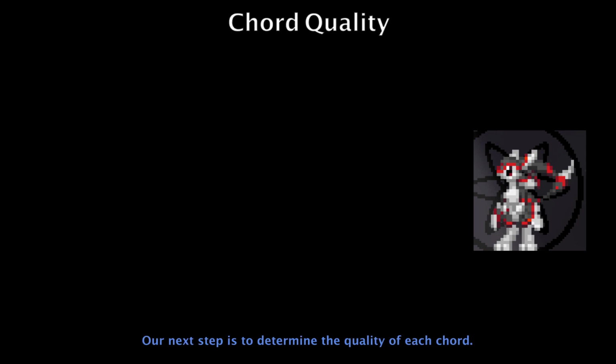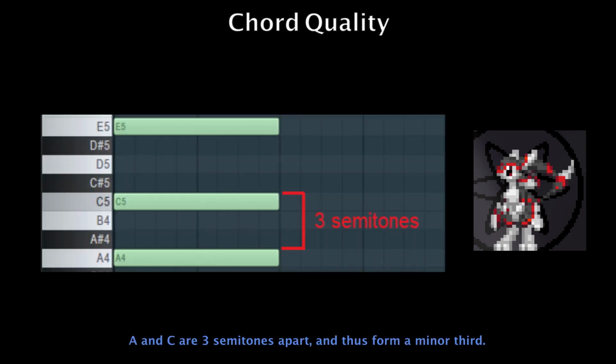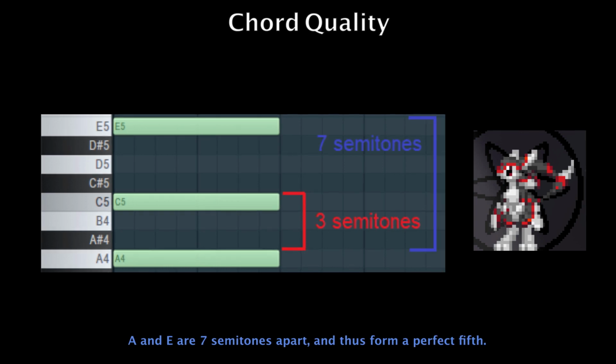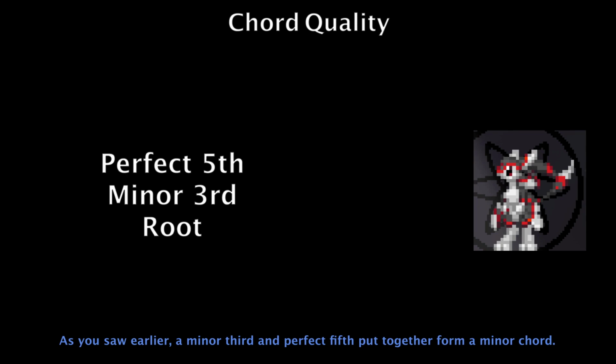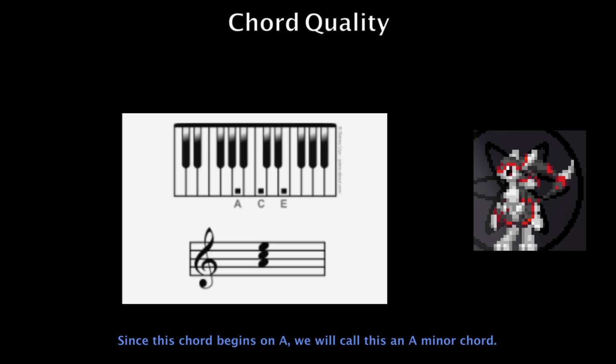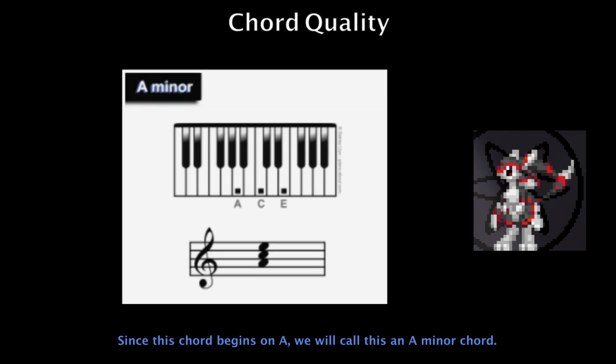Our next step is to determine the quality of each chord. Let's start with the first chord, A, C, E. A and C are 3 semitones apart and thus form a minor third. A and E are 7 semitones apart and thus form a perfect fifth. As you saw earlier, a minor third and a perfect fifth put together form a minor chord. Since this chord begins on A, we will call this an A minor chord.